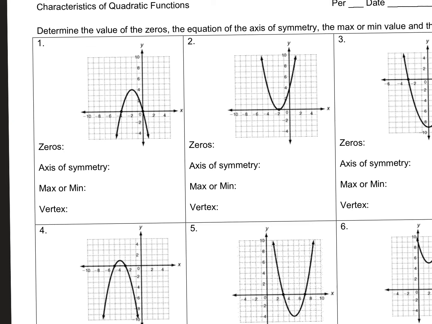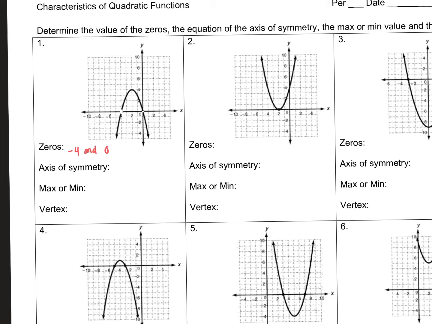The zeros of the graph are also known as the roots or the solutions or the x-intercepts. So those are listed right here for us. So it's at -4 and 0.